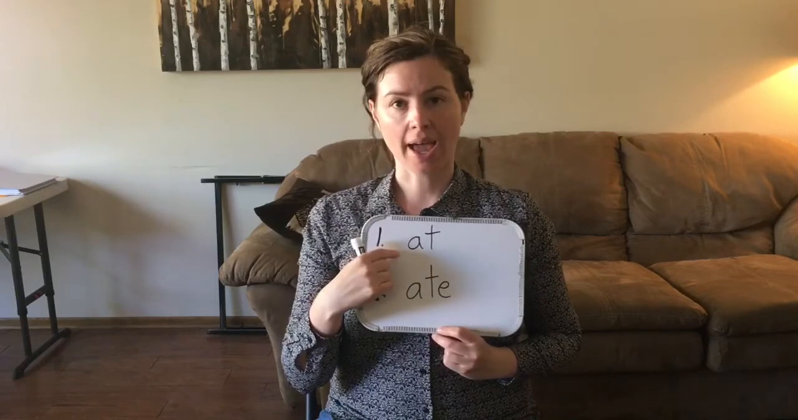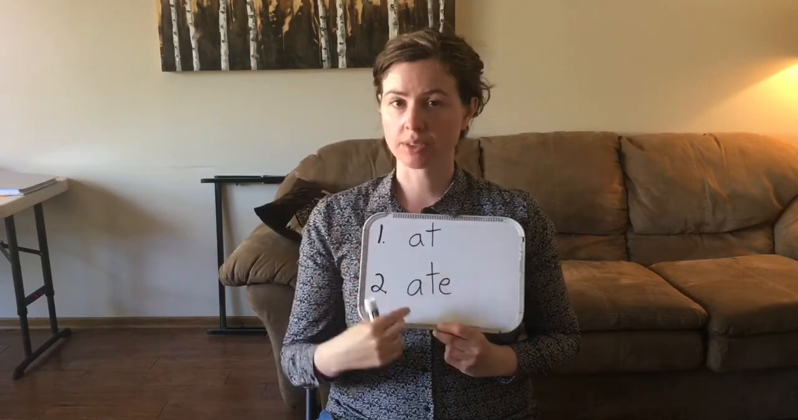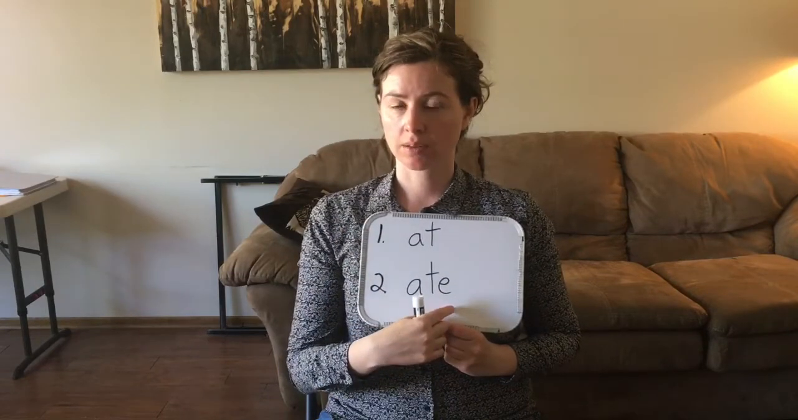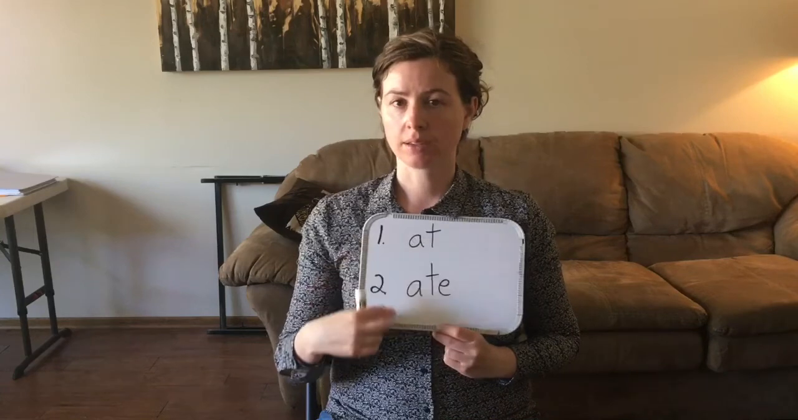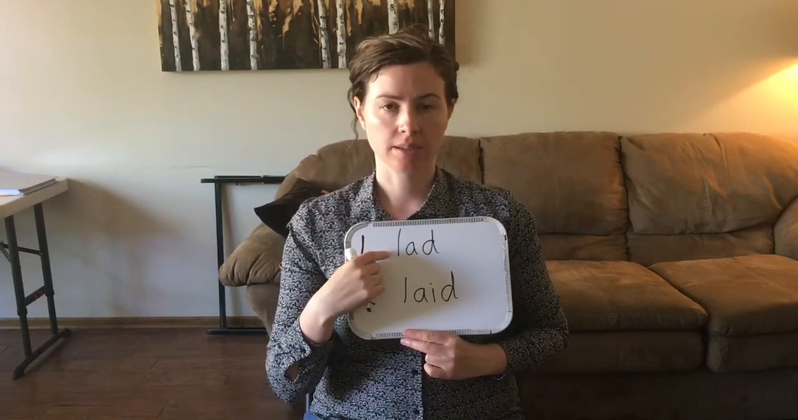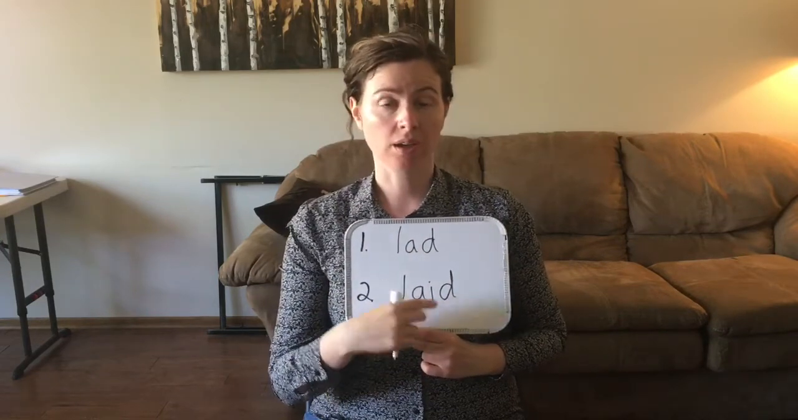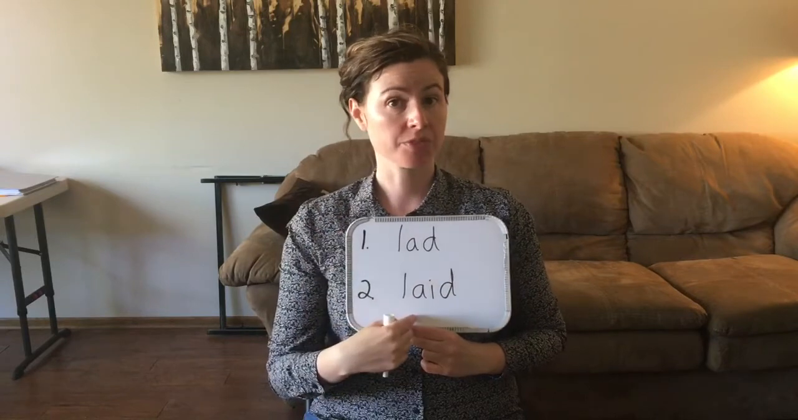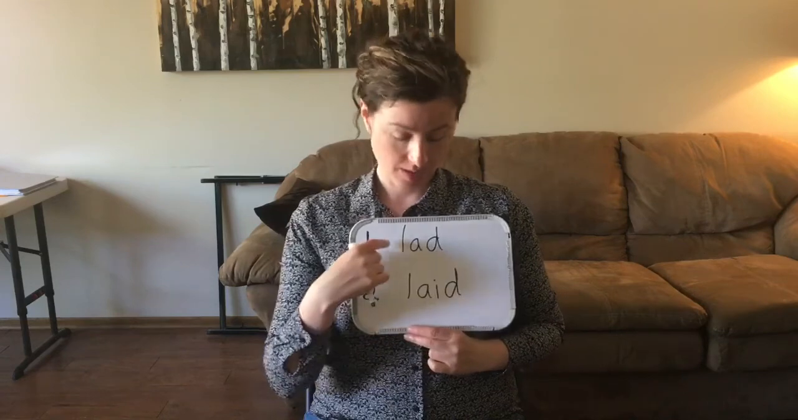This word is at. An A with an E, two vowels, "ate." This one is lad. Here we have an A with an I, two vowels, the A is first, laid.